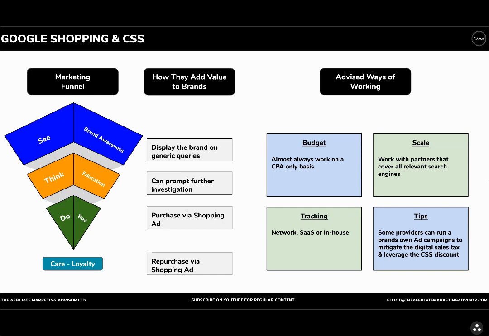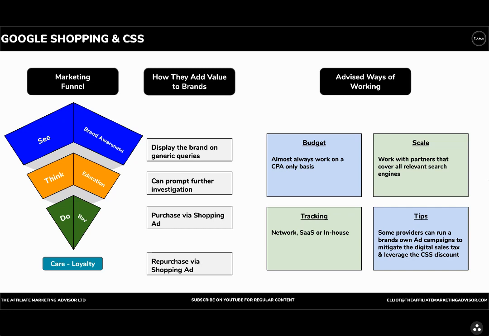In terms of scale, you want to work with partners that can cover all relevant search engines. So you may want a Google specialist, a Bing specialist, a Yandex, I think it's the Russian search engine. I can't remember the Chinese one, but there's a particular Chinese search engine that you may want to investigate as well. In terms of tracking, again, it can work through an affiliate network, SaaS or in-house.